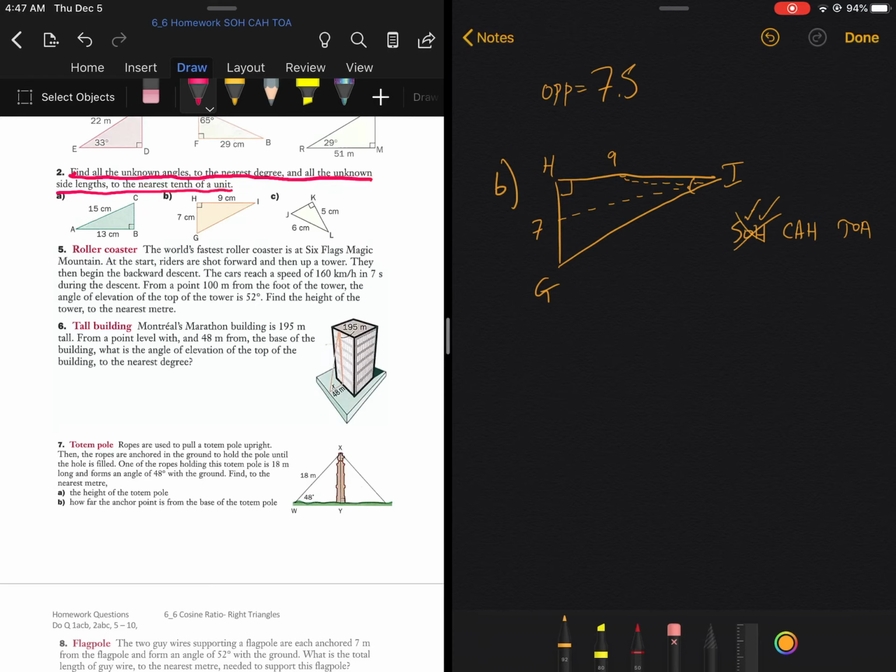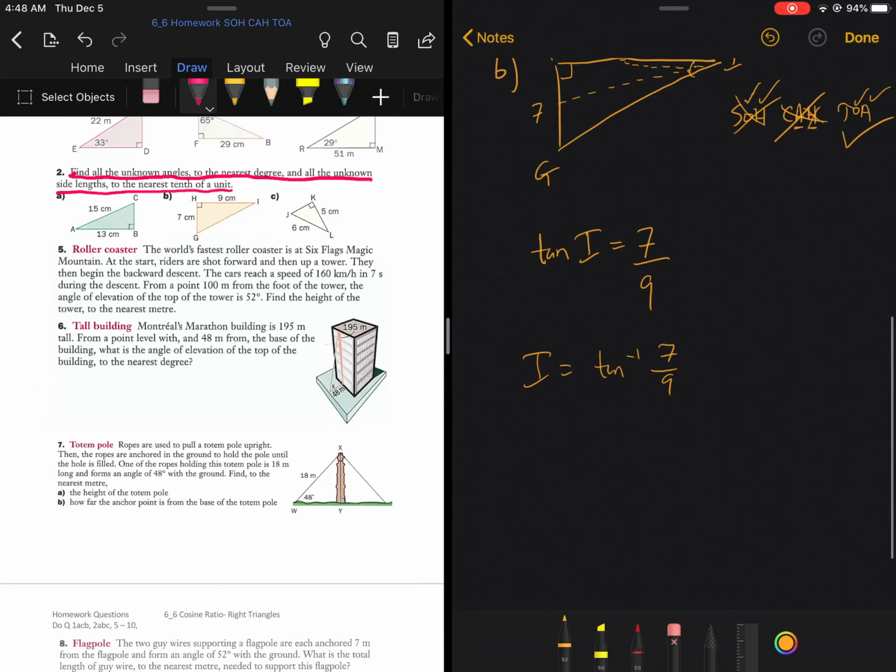To use sine we need opposite and hypotenuse. We don't have that. To use cosine we need adjacent and hypotenuse. We don't have the hypotenuse, so we can't use that. For the tan ratio, we need opposite and adjacent. We have it. That's what we're going to use. So tan of I equals opposite, 7, over adjacent, 9. So that means I is equal to inverse tan of 7 over 9.